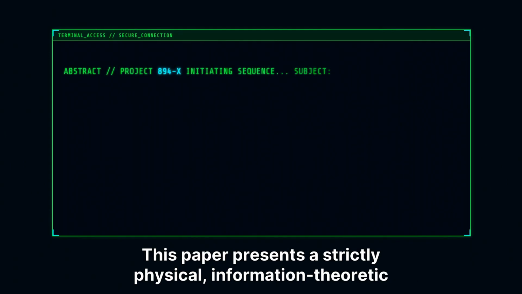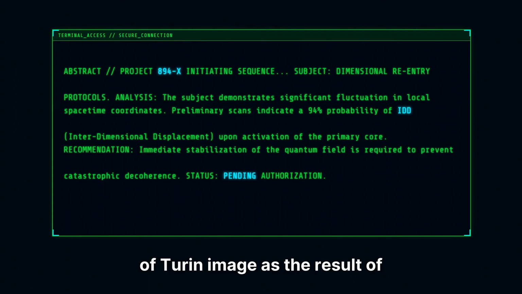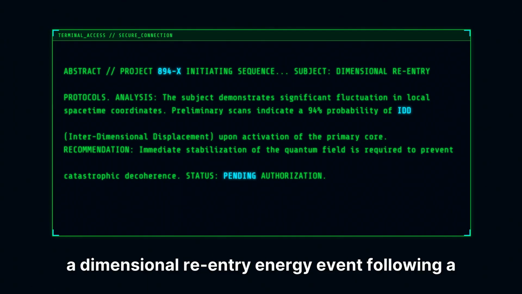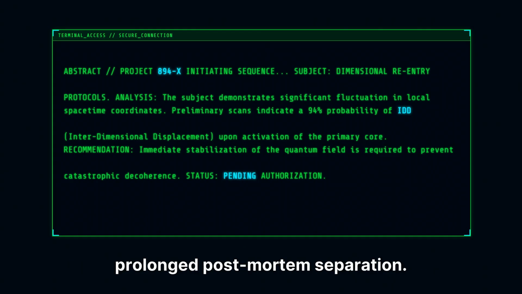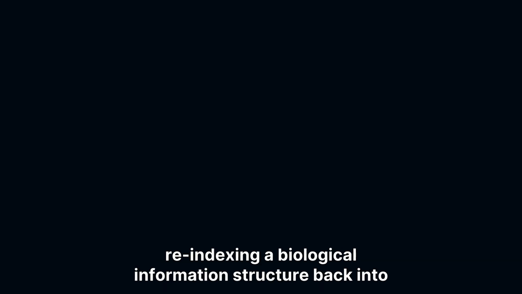This paper presents a strictly physical, information-theoretic model explaining the formation of the Shroud of Turin image as the result of a dimensional re-entry energy event following a prolonged post-mortem separation. Using the encoded equilibrium framework, intrinsic data density (IDD), dimensional bandwidth (BD), and physicality threshold mechanics, we derive the energetic requirements for re-indexing a biological information structure back into a 3D substrate after 72 hours of decoherence.